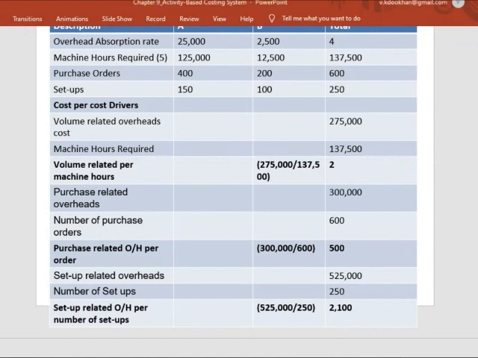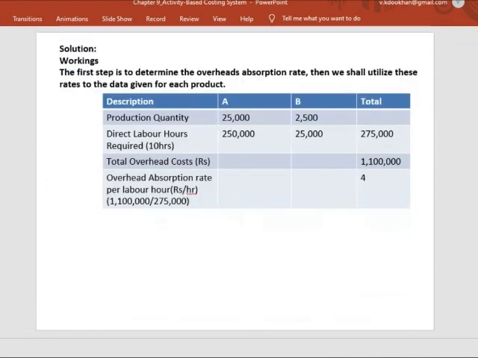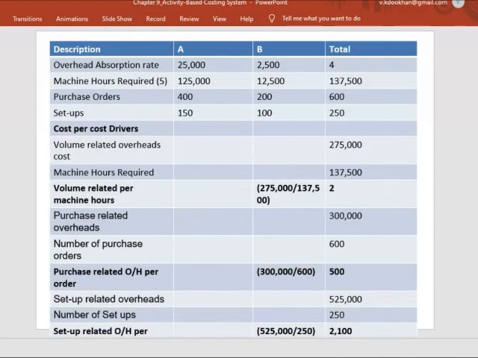So let me take you through it. Here, what we have done is calculate the absorption rate per labor hour, the 4. Now we are going to use it. We have to use the overhead absorption rate and even determine the cost driver rates for each activity.